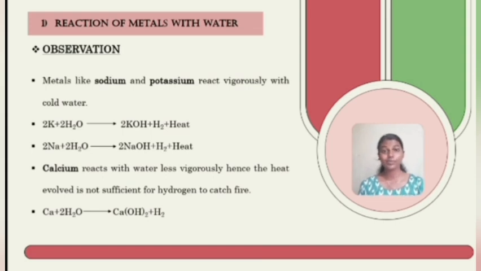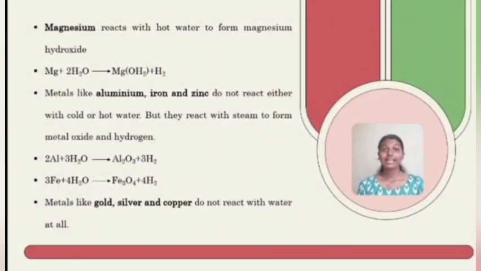Yes, metals like sodium and potassium react vigorously with cold water, and the equation is written here. The next metal is calcium, which reacts with water less vigorously. Hence the heat evolved is not sufficient for hydrogen to catch fire. Then magnesium: we observe that magnesium reacts with hot water to form magnesium hydroxide.